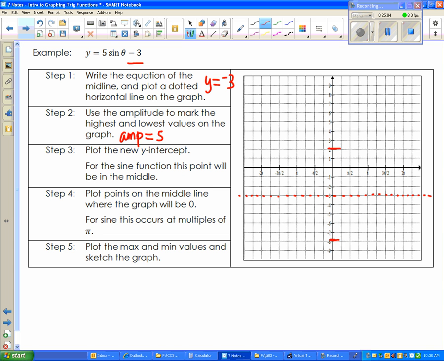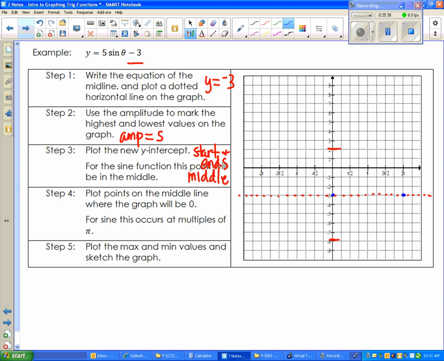And so the next step is to plot the new y-intercept. Remember, this is a sine function, so it starts in the middle. So it starts and ends in the middle. And so what I'm going to do, there's basically 5 critical points. And the critical points are going to occur where the graph crosses the midline and where it hits the max and the min. So with the sine function, I know that it starts in the middle and it ends in the middle. And remember, our period is 2 pi, so my ending is going to be at 2 pi.